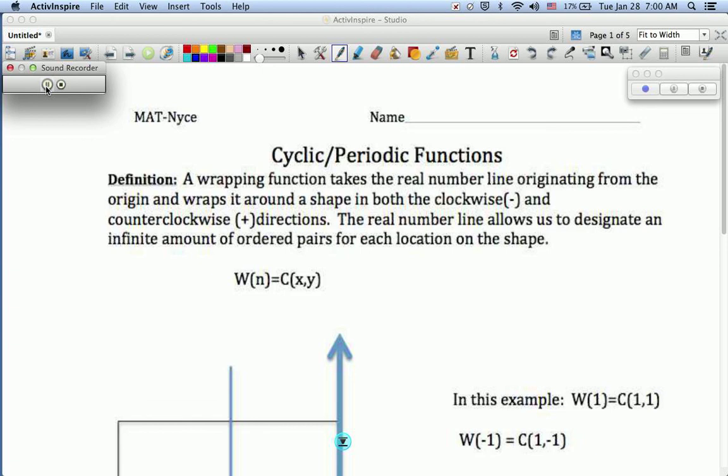We're going to start talking about something called wrapping functions. Wrapping functions are the basis of trigonometry and something that we'll refer to as the unit circle. In order to understand the unit circle, though, I think it's best to start off with these functions that we call wrapping functions. And if you notice, it's wrapping with a W, not wrapping with an R.